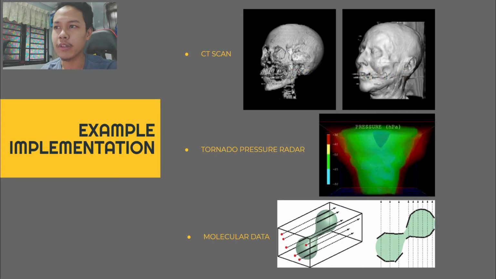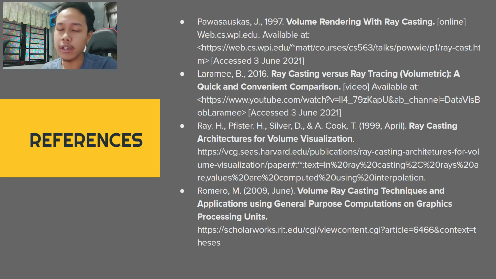Here, we are going to have examples of implementation for ray casting. The first one is being used in the CT scan machine, for medical purposes, and also included in the X-ray machine as well. Then for weather forecasting, for the tornado pressure radar. And the last one is for chemistry purposes, for molecular data measuring.